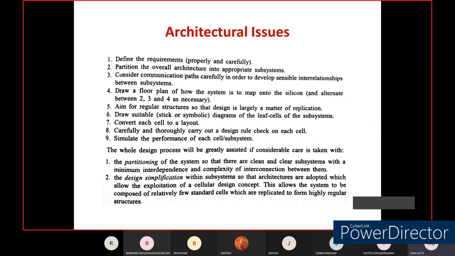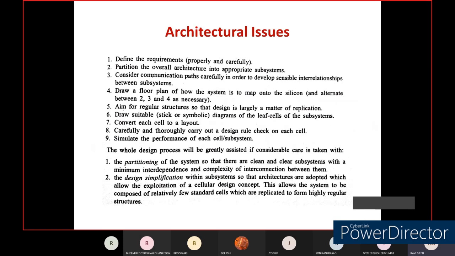The next one is floor planning. As I said, one of the constraints when you are designing the subsystem is your floor planning, that is, the miniature size of your device. As a designer, we need to minimize the size or the area occupied on the silicon wafer. When you want to minimize the area occupied by the silicon wafer, especially in VLSI design, you need to take care of floor planning in a very careful and effective manner.